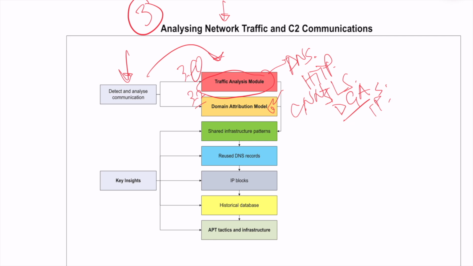And what are the key insights from this? Well, it uses shared infrastructure, then reused DNS servers. What else do we have? We have IP blocks, and we have historical databases, which we mentioned, and APT tactic infrastructure. Those are the key insights from this specific step.